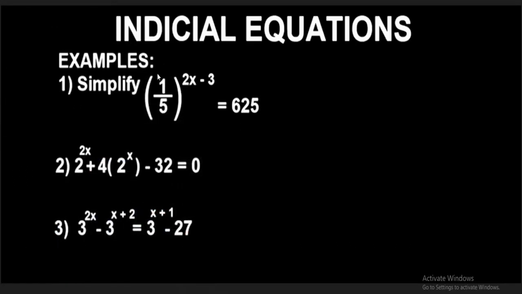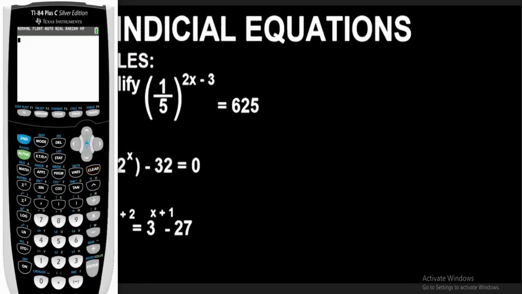It says simplify this: 1 over 5 in brackets, the exponent is 2x minus 3, equals 625. So let's go to the equation solver on this calculator. To do this, you press the math button, then go to the very last option using the arrow key. Alright, so we have solver, press enter. When you press it, it will bring you to the equation solver. E1 is for the values on the left side of the equation. E2 is for the values on the right side of the equation.